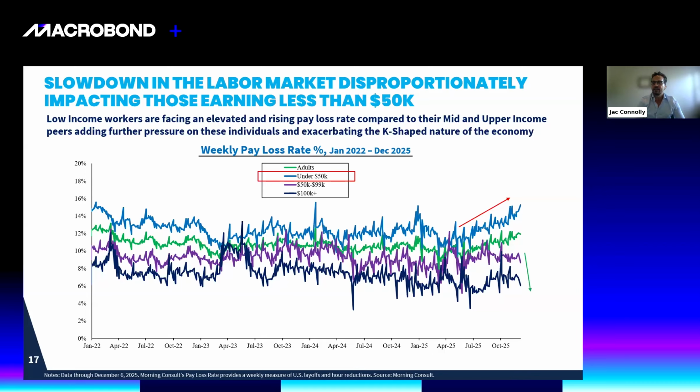100 plus. And again, another great example of the K-shaped nature of the economy, with increasing pay loss rates for those earning under $50,000, while we see a decrease in the rate for those earning 50 to 100K, right?